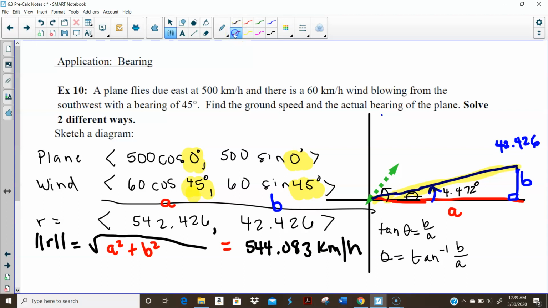Again, the problem didn't ask for theta. It asked for the actual bearing. And bearing always starts north and goes in this clockwise direction. So how do you find this angle? Well, the full angle is 90 degrees. Take away theta. So if you take 90 and you subtract theta, that's going to give you the actual bearing.